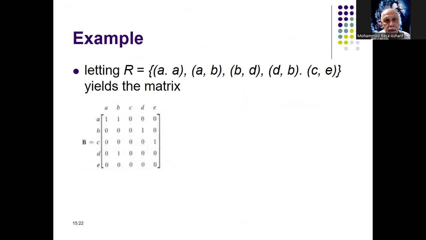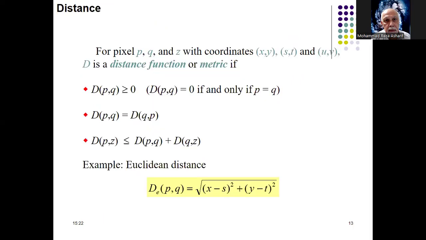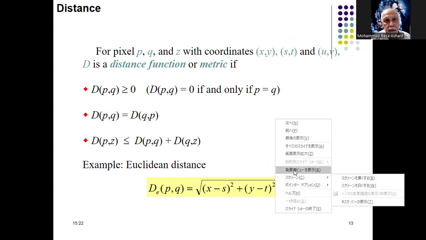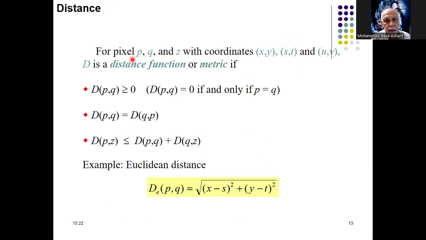Okay, go to distance. We define distance. Distance is a kind of relation. Again, I will use this for you. Points, for example, pixels P, Q, and Z with coordinates (x, y), (s, t), and (u, v), with D. D is the distance function or metric between P, Q, and Z.